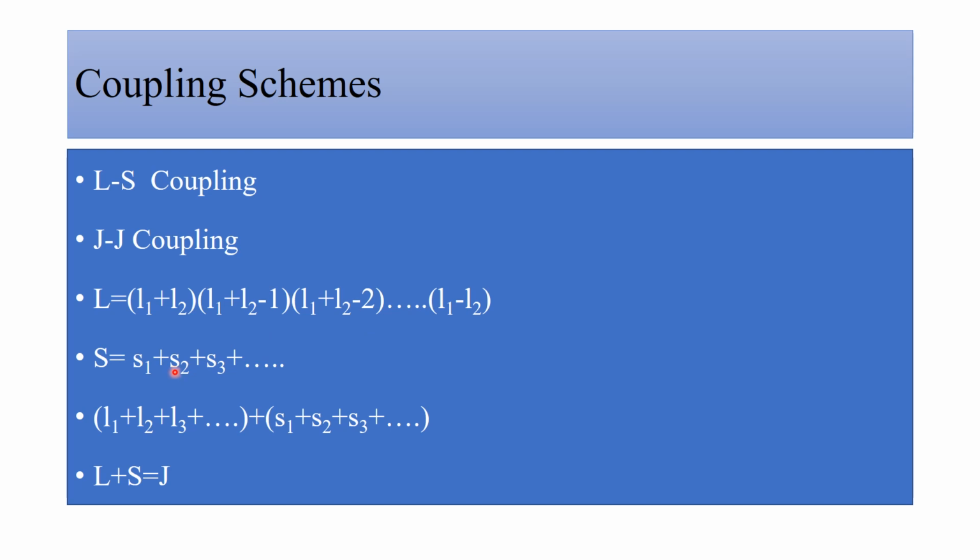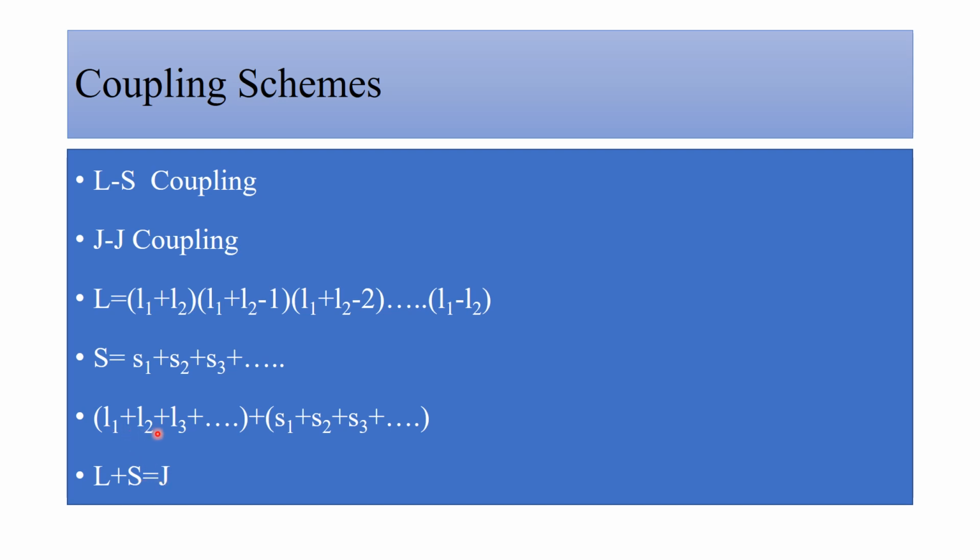Next, the individual electron spin angular momenta are coupled together to give the resultant spin angular momentum S. That is, capital S is equal to s1 plus s2 plus s3. And finally, L and S values are coupled to give the resultant angular momentum of the atom. That is, L plus S equals J.